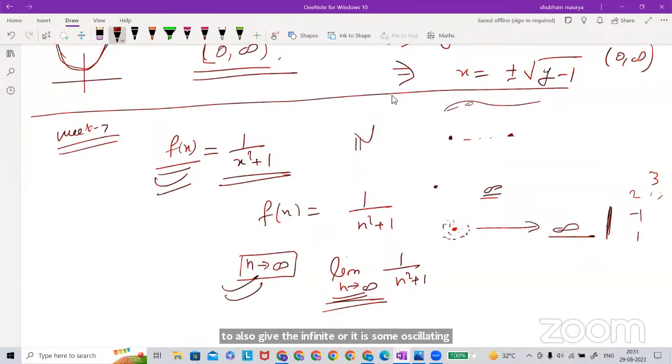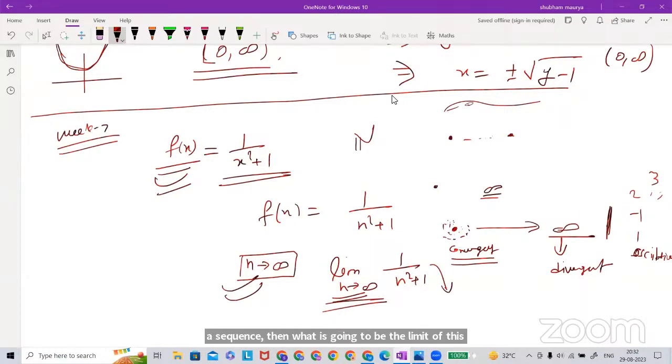If it is approaching a fixed real number, then it is called convergent. If it is oscillating between some numbers, then the sequence is called oscillating. And if it is approaching infinity, then it is called divergent. There are 3 cases, but generally the problem is that if you have a sequence, what is going to be the limit of the sequence?